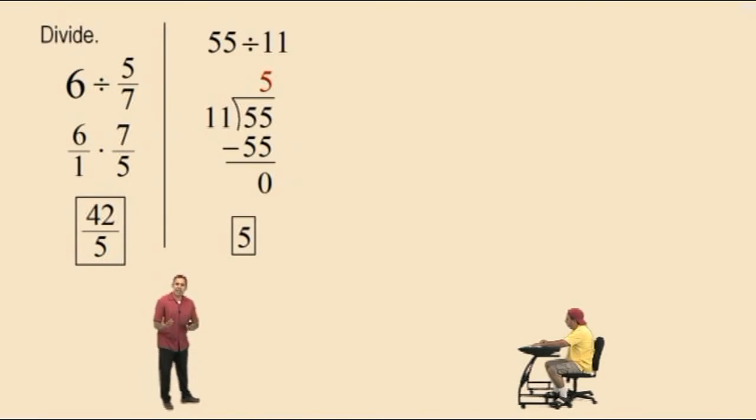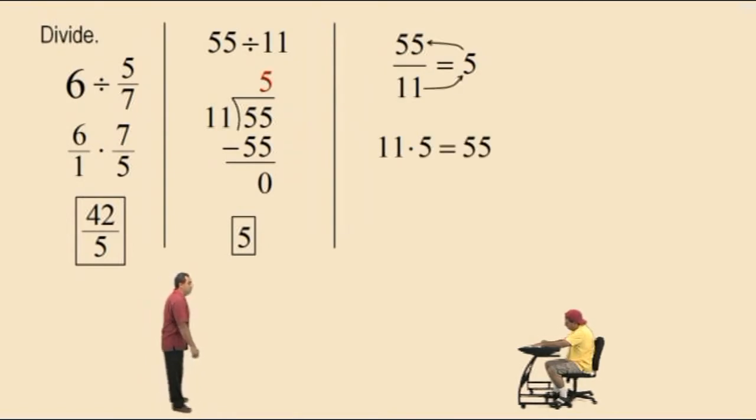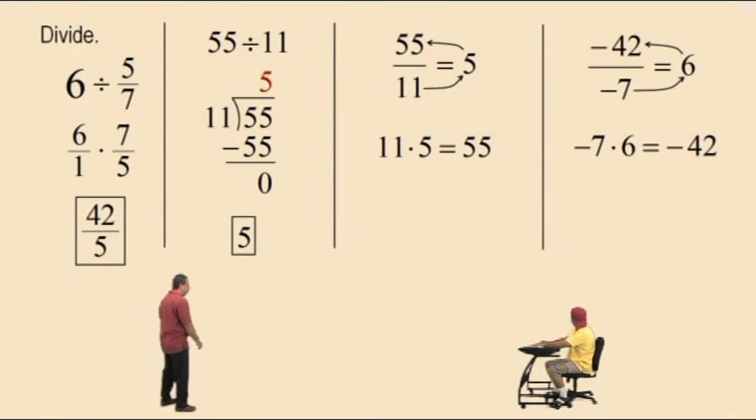Well, if we write it as a fraction, remember, 55 divided by 11 as a fraction is 55 over 11, right? Which means 55 divided by 11, and that answer is 5. There's a pattern here, watch. 55 divided by 11 is 5 because 11 times 5 is 55. That shows us that a positive divided by a positive is positive. Well, what about a negative divided by a negative, right? What is negative 42 divided by negative 7, Charlie? Positive 6, right? That makes sense because negative 7 times a positive 6 is a negative 42. So see, that pattern holds there, right?